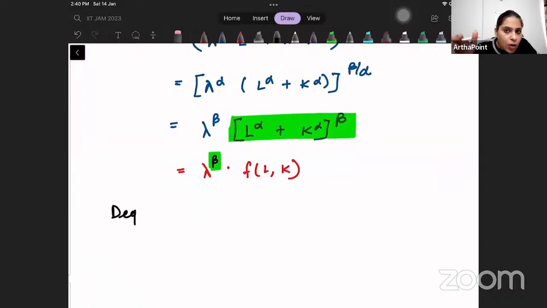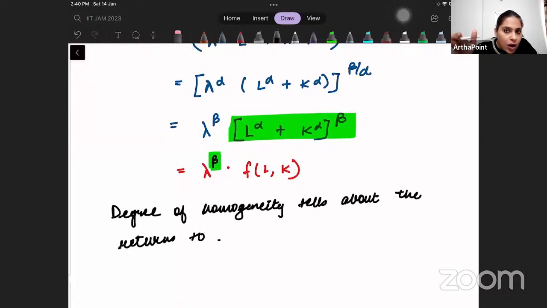That the degree of homogeneity tells about the returns to scale. Why? Because returns to scale basically tells me what happens when I scale my inputs, how my output is going to react. So here I scaled my inputs by lambda, and my output scaled by lambda to the power beta. That's the returns to scale.